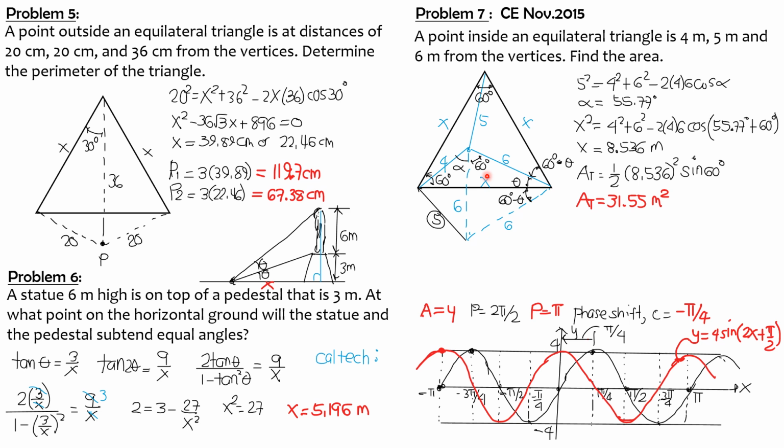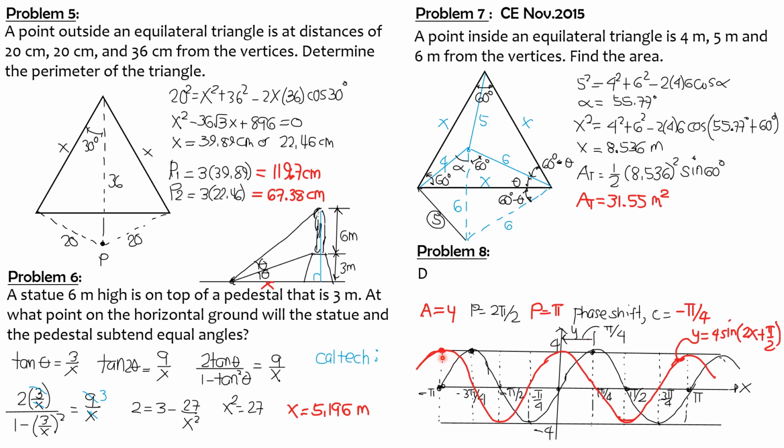Again, apply cosine law in this triangle. Opposite to alpha plus 60 is x. So x squared equals 4 squared plus 6 squared minus 2 times 4 times 6 cosine of quantity alpha plus 60, or 55.77 degrees plus 60 degrees. Solving for x, 8.536 meters. The area of any triangle is 1/2 the product of adjacent sides, 1/2 x times x times sine of the included angle, which is 60. So 1/2 of 8.536 squared sine 60 is 31.55 square meters.